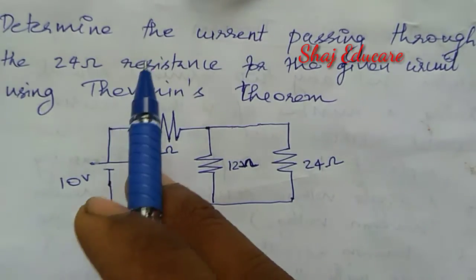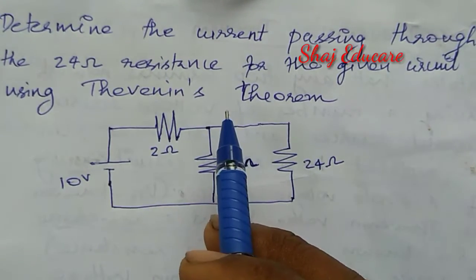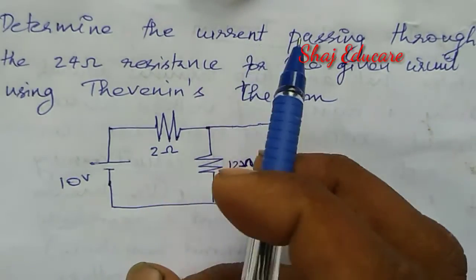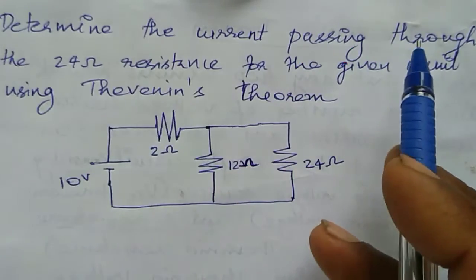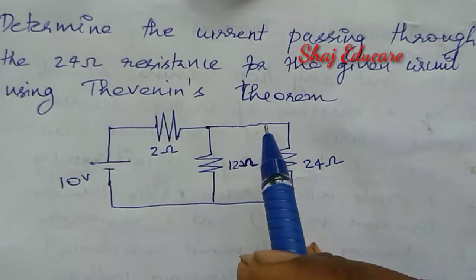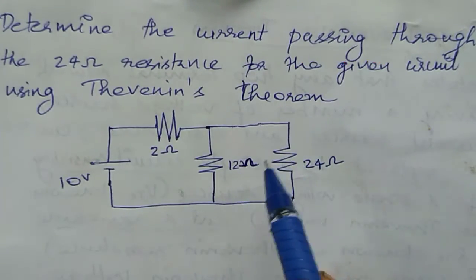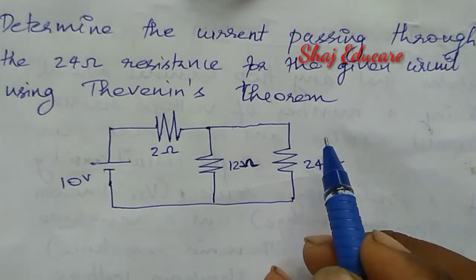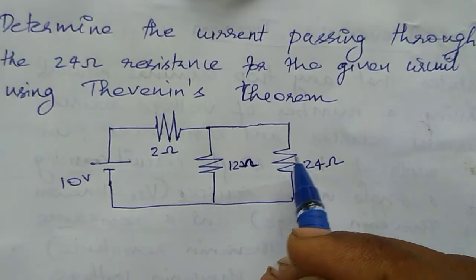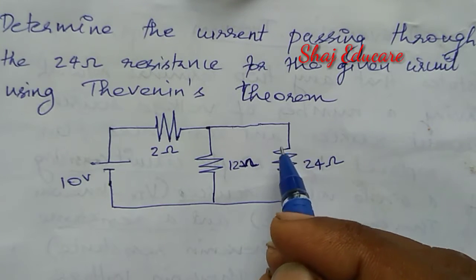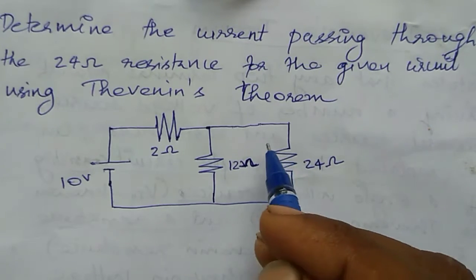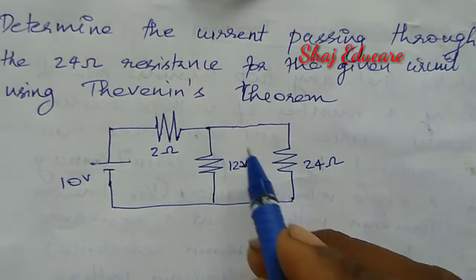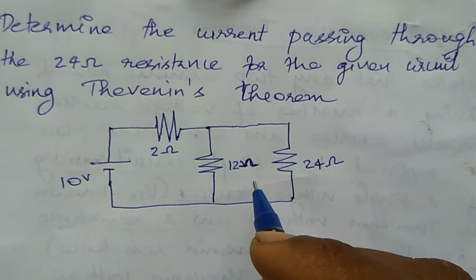Now let us go through an example for Thevenin's theorem. A circuit is given and we have to find the current passing through the 24 ohm resistance using Thevenin's theorem. That is the question. We have a single voltage source and three resistances here. We have to find out the current flowing through the 20 ohm resistance, means the current flowing through this branch. That is what we are going to find.